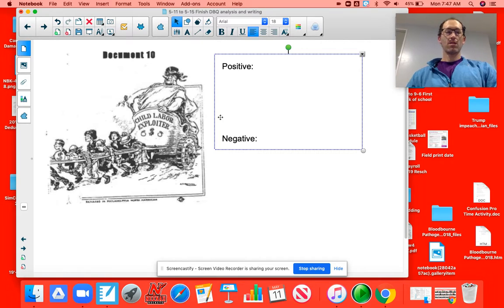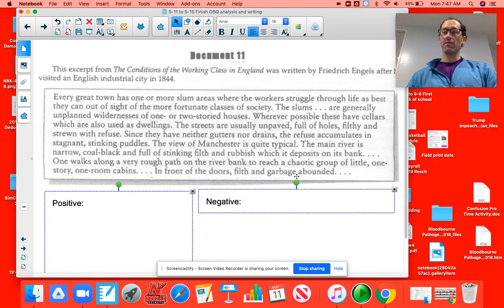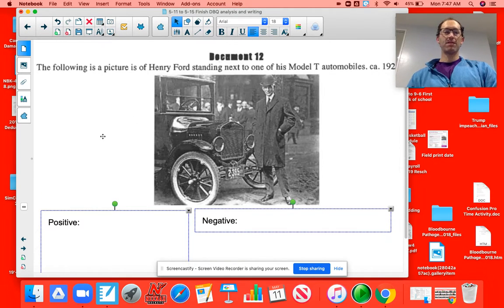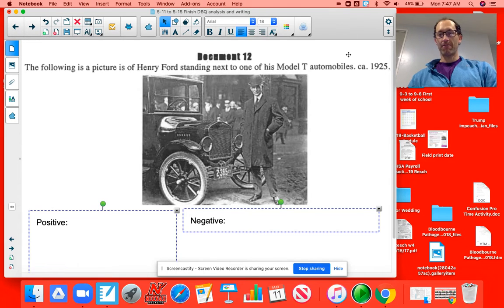In document 10, we've got this great big old guy, and we've got kids pulling the chariot. Please analyze this for its positive and negative impacts on the Industrial Revolution and on America. In document 11, we have a short excerpt from the conditions of the working class in England from 1844. Please read this and mark positive and negative impacts. Finally, we have document 12. We have Henry Ford here standing next to one of his Model T automobiles in 1925. What do you think is positive and negative here?